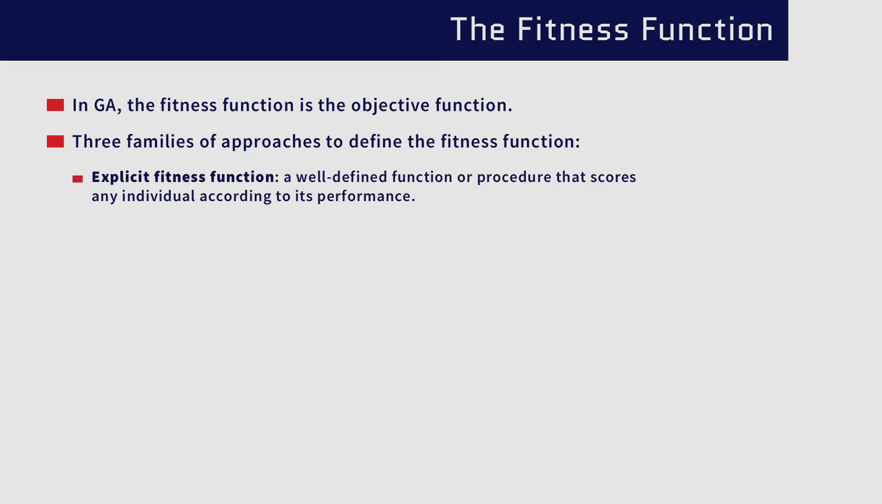There are 3 families of approaches to define the fitness function in genetic algorithms. The first family of approaches is to define an explicit fitness function. That is, an explicitly defined fitness function or procedure that scores any instance according to its performance regarding a given specification of our objectives. For example, an explicit fitness function can score a given antenna according to how small or light it is, and how well the antenna receives or emits a signal. Another explicit fitness criterion is the distance to the optimal solution in a given metric, if the optimal solution is known, which is rarely the case.